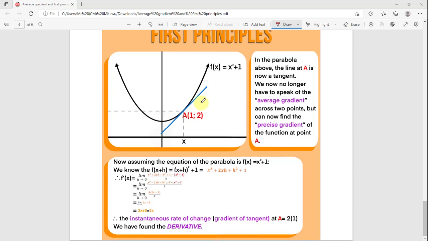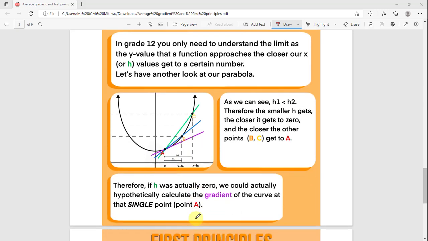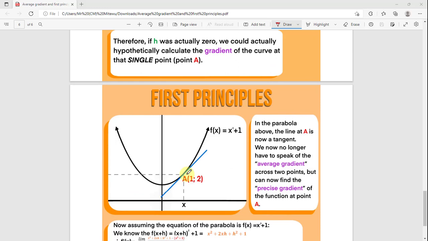So you can see over here, it's basically what I've just done over here, except now we're no longer dealing with points A and B or points A and C. We're dealing with just the line that touches A exactly. So no crossing the curve. It's a tangent. Over here you can see it just touches at point A. That is the only point where it touches. So now this would give me the instantaneous rate of change.